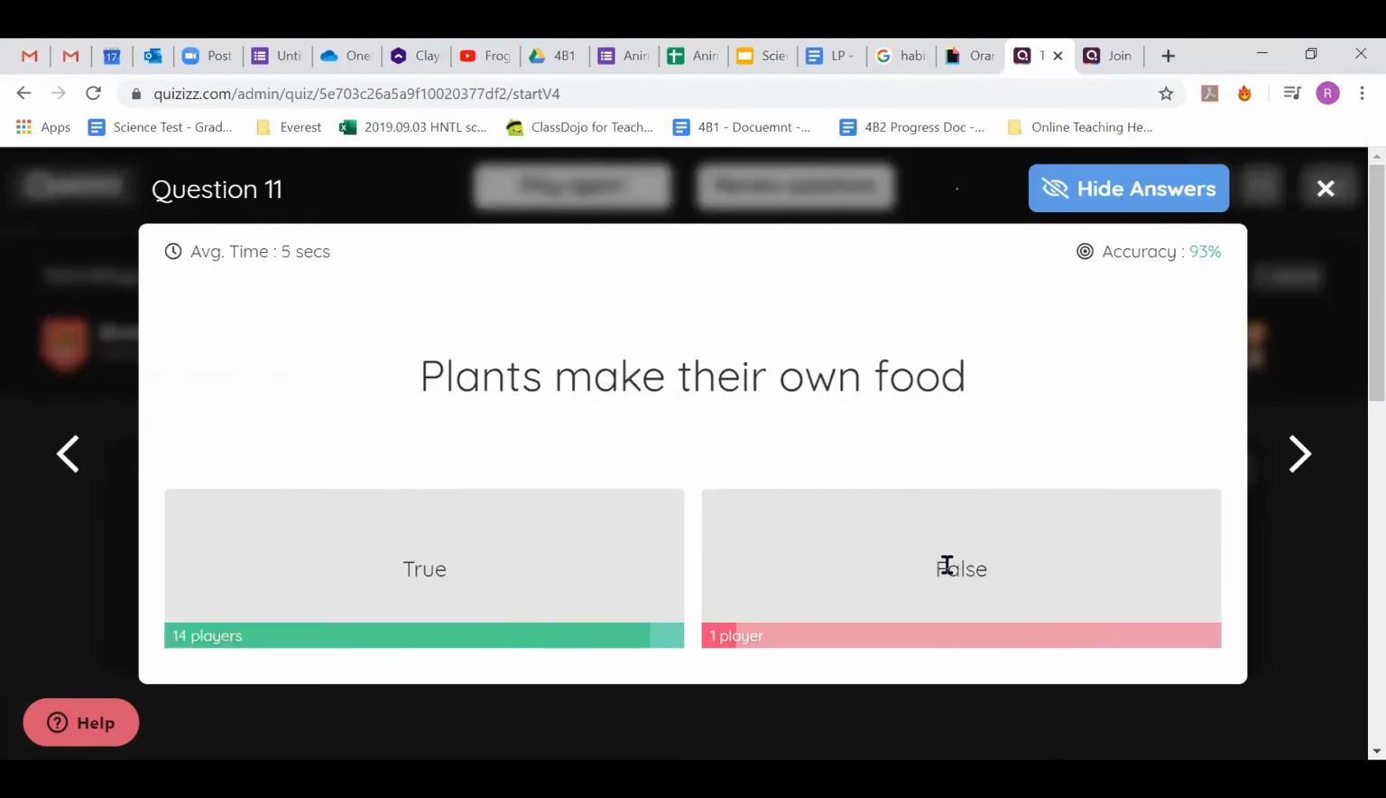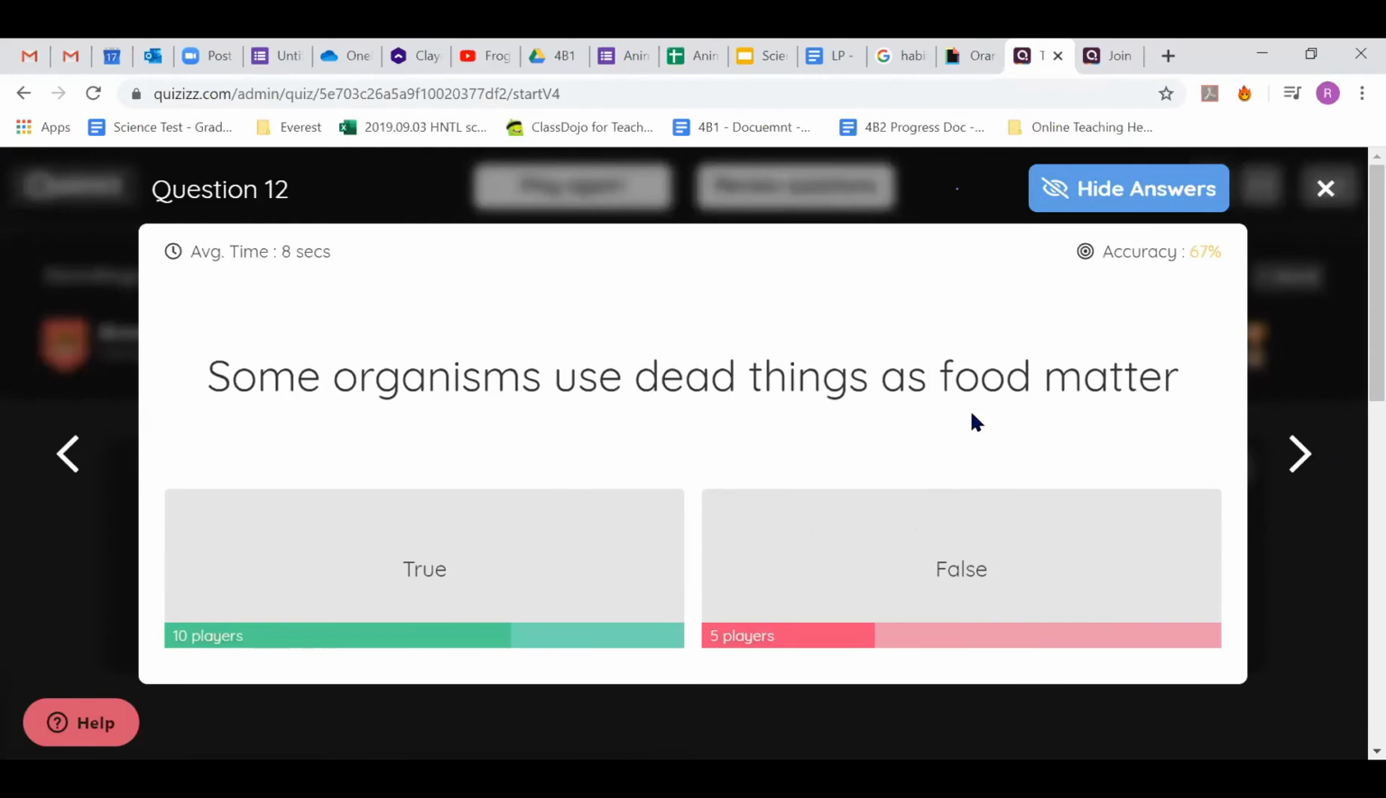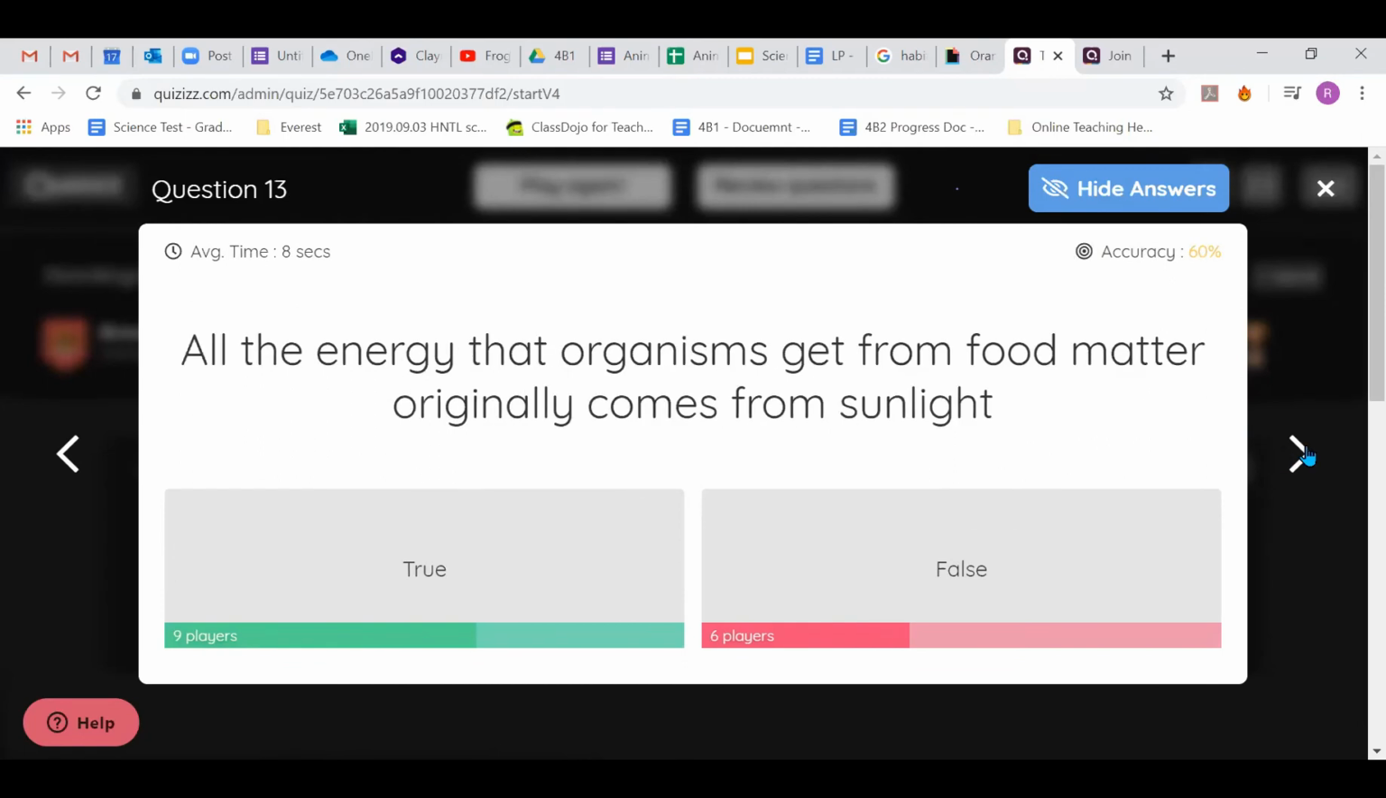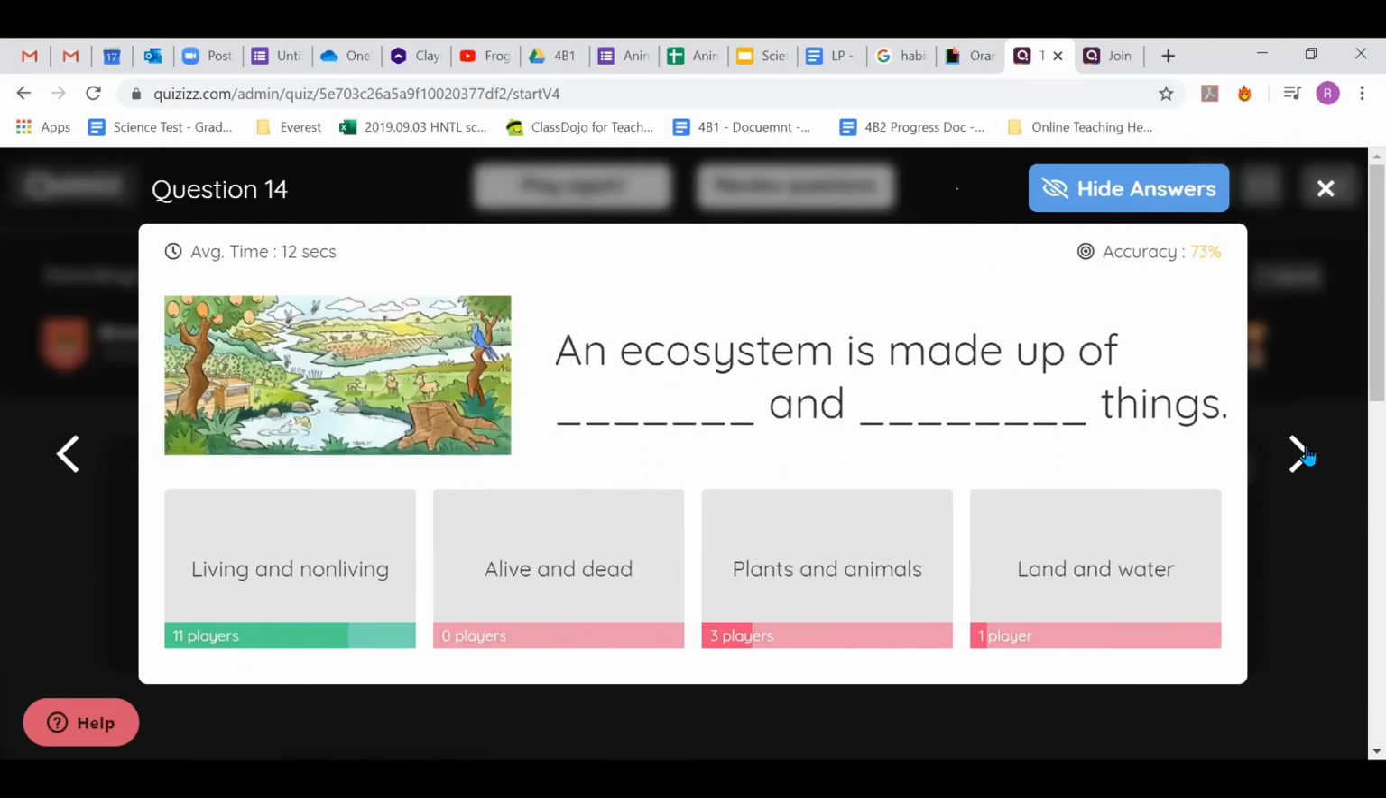Let's have a look. Who said no? Plants don't make their own food. So organisms use dead things as food matter. We use dead things as food matter. Humans do. If humans do, and we're an organism, that's going to be correct. All the energy that organisms get from food matter originally comes from sunlight. This is true. Every original part of energy will come from the sun in some way. We'll talk about more of that in a later unit, but it's quite good to know.